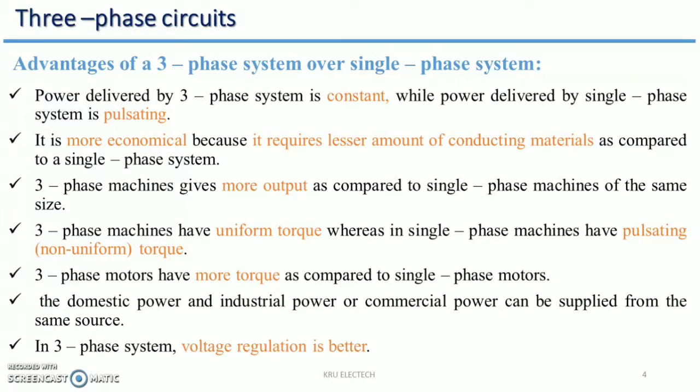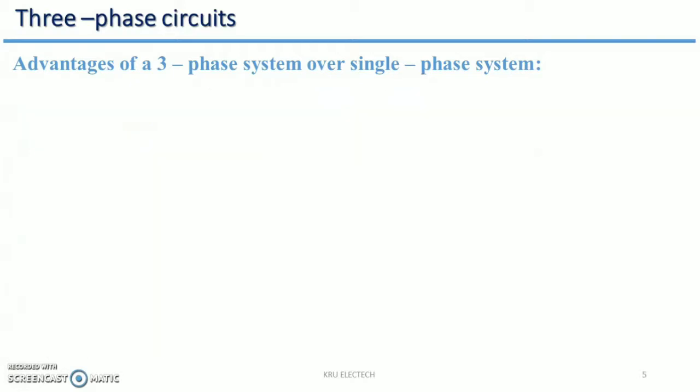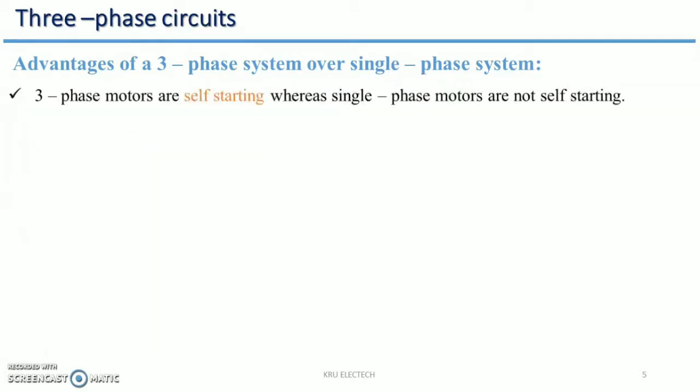And in a three-phase system the voltage regulation is better. What is voltage regulation? Suppose we require 240 volt AC, then if it is nearer to 240, it is better voltage regulation. So the voltage is regulated near to the required voltage. The regulation is higher if the voltage is near to the reference voltage. Another advantage: three-phase motors are self-starting, whereas single-phase motors are not self-starting.